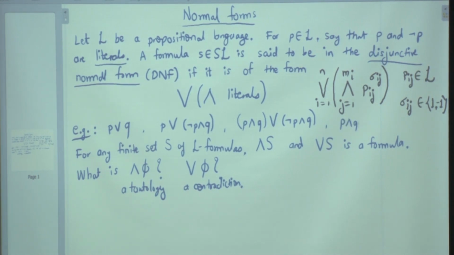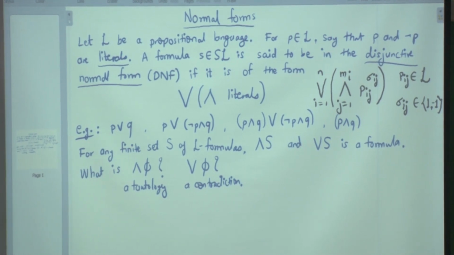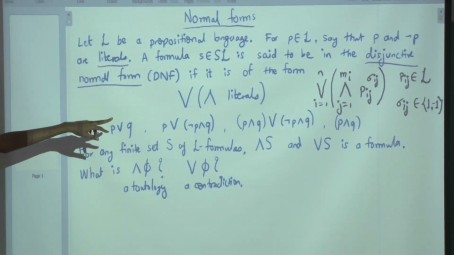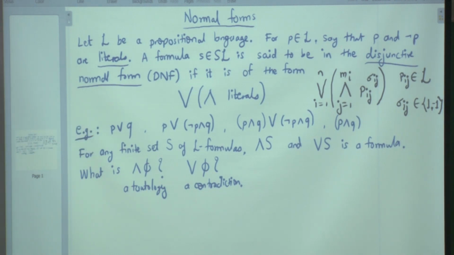Okay, so one more example perhaps I can add to this list. So this one, P conjunction Q, that itself is in disjunctive normal form. Can you see that? Why? Can you tell me what is I, what is J? What is N? N is 1. And what is M1? 2. Are you getting?